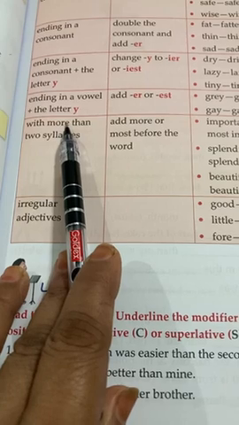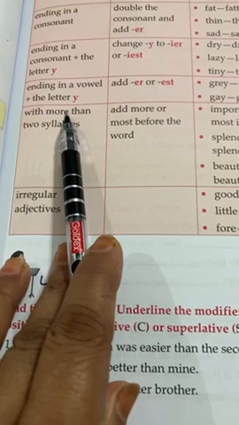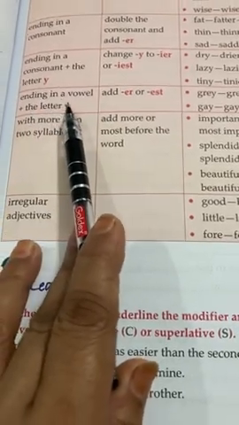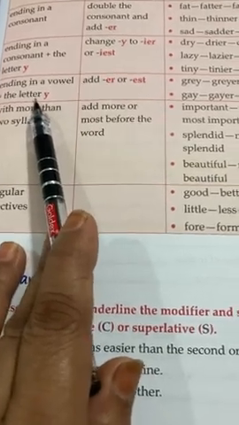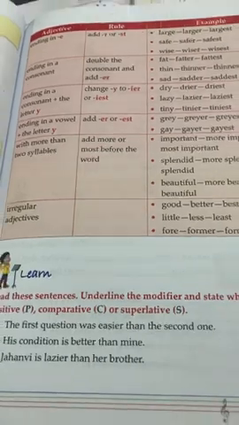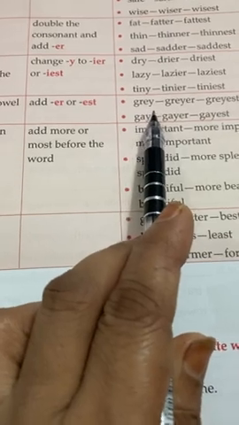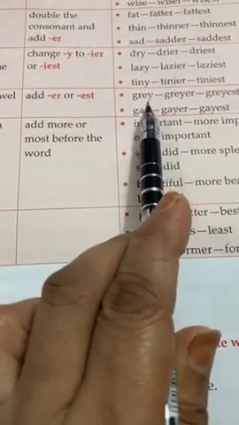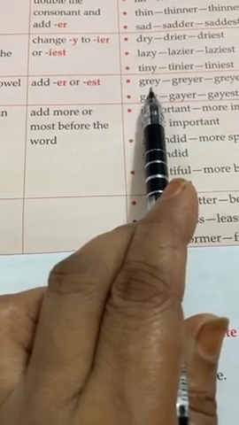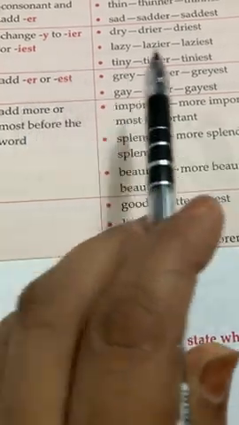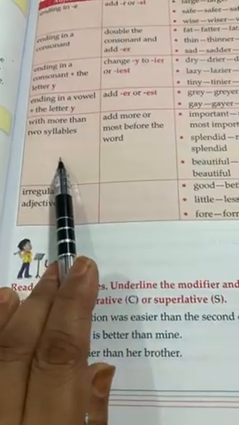Rule number 4. If an adjective ends in a vowel and the letter y, how can we create the forms? If an adjective ends with a y and this y is preceded by a vowel, we make the comparative by adding er and the superlative by adding est. Clear? Come to the next one.